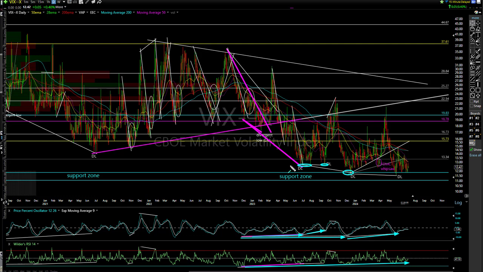And so there are no hard guarantees with this stuff, but generally speaking, and much, much more often than not, these things do play out. And generally speaking, again, no guarantees, the bigger the divergence, the bigger the ensuing move once it happens.